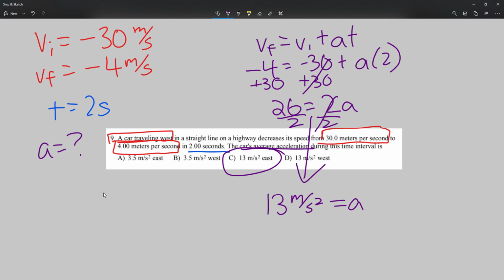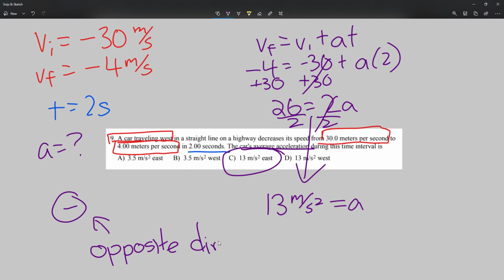Again, the most important thing to remember here, guys, is that your negative direction is your opposite direction. It doesn't matter if you treat west as positive or east as positive, as long as you're consistent with your frame of reference. And you realize that your negative direction is your opposite direction. All right? Cool.